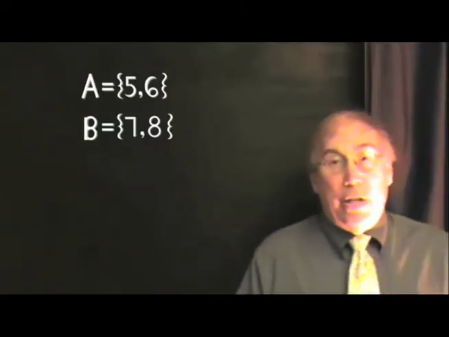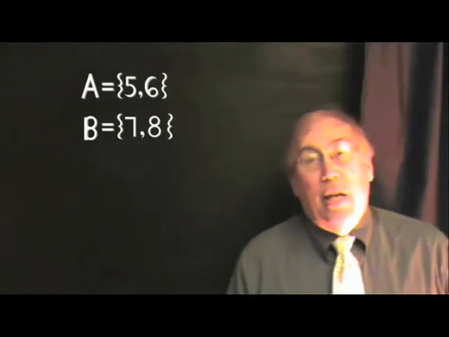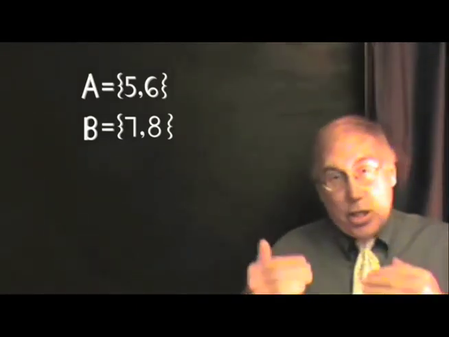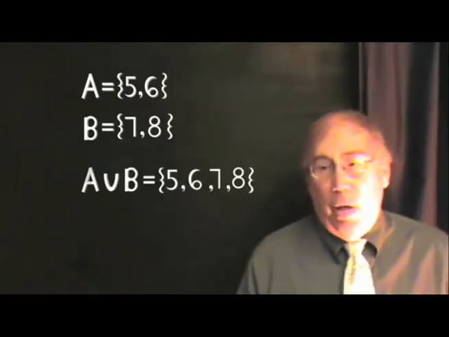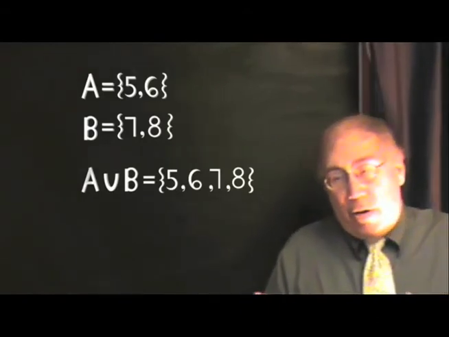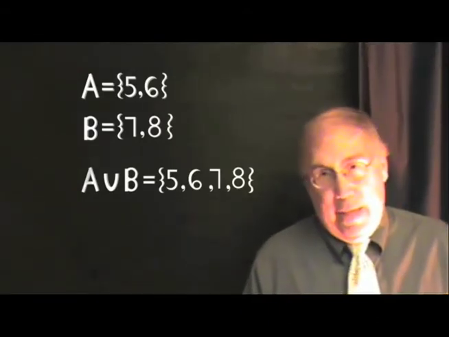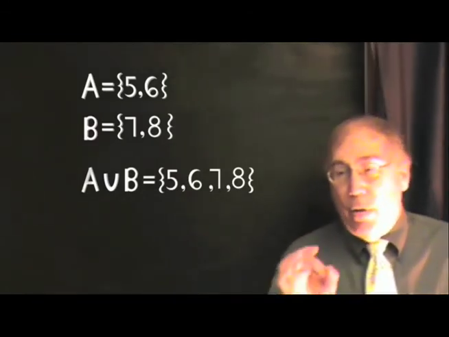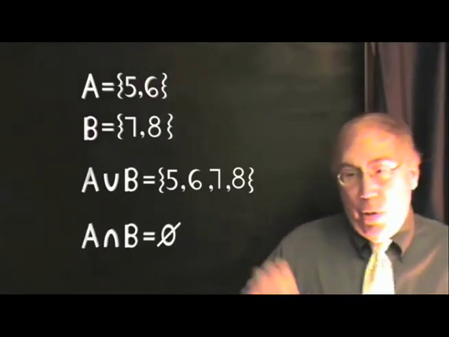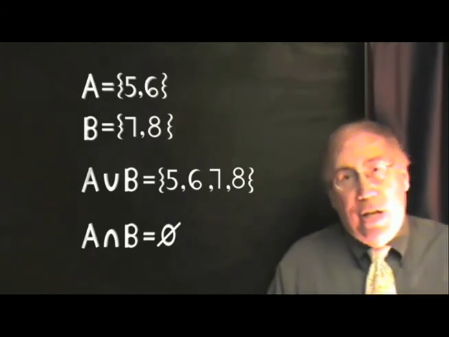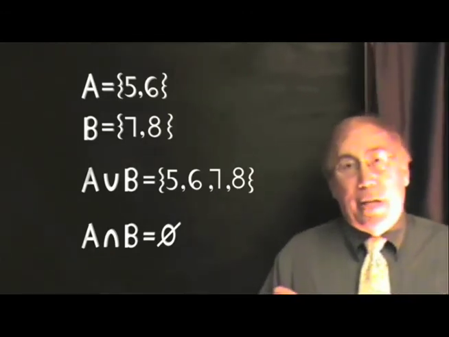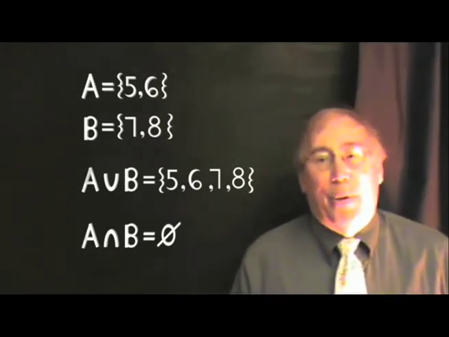Now, here is two sets, and let's take the union. Well, what are numbers that are in both A or B? And that's all the numbers. But now look, they have no numbers in common when you intersect. So this is called the empty set, represented by a 0 with a line through it.